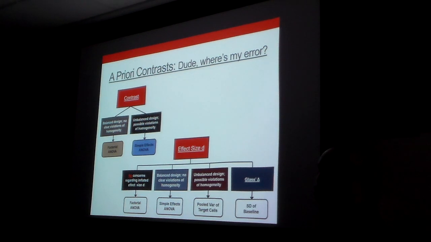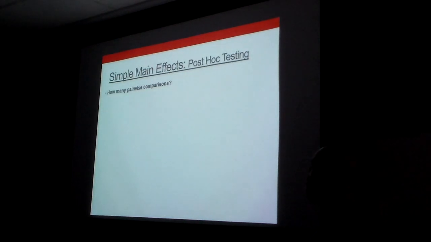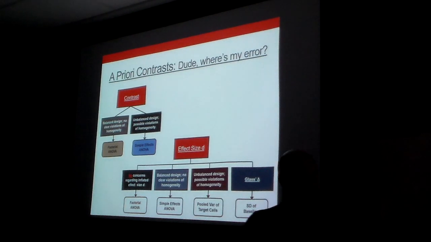Okay. Calculating effect sizes, what do I use as my standardizer? Again, if there are no concerns regarding reporting a d statistic that's way too big, maybe pull the square root of your mean squared error out of your factorial ANOVA. Don't do that. But if I've got a balanced design, no clear violations of homogeneity of variance, maybe I'm looking at this simple effects ANOVA table. Unbalanced design, possible homogeneity of variance violations, just pull the variance of your target cells, or you've got Glass's delta, if you've got a nice baseline comparison, go through and use that. Okay. Questions on this?